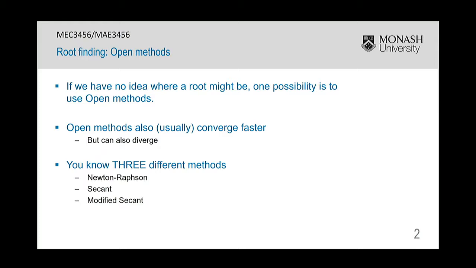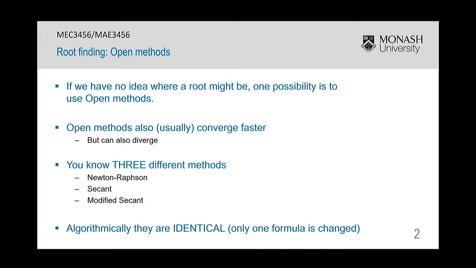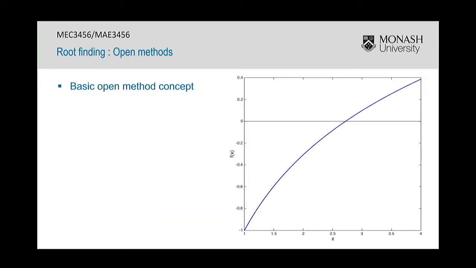In Engineering 1060, you learnt three different methods: the Newton-Raphson method, the secant method, and the modified secant method. I am going to very briefly review those three methods here, but algorithmically these methods are identical. In other words, the process that you're using is the same for all of them, and in actual fact there's only one formula that you change. So we're going to begin with the concept, and then we'll go into the details of each of the different methods.